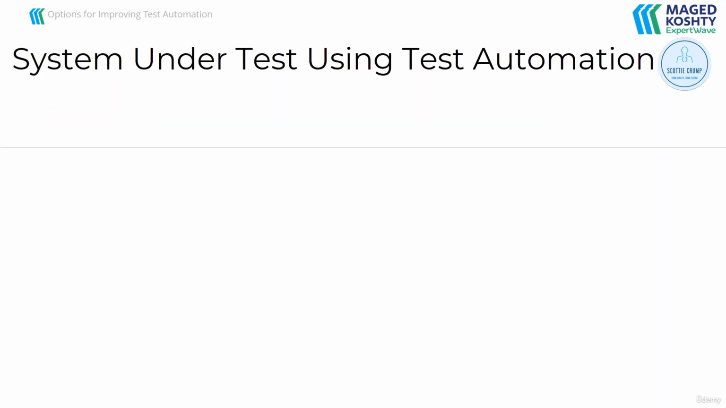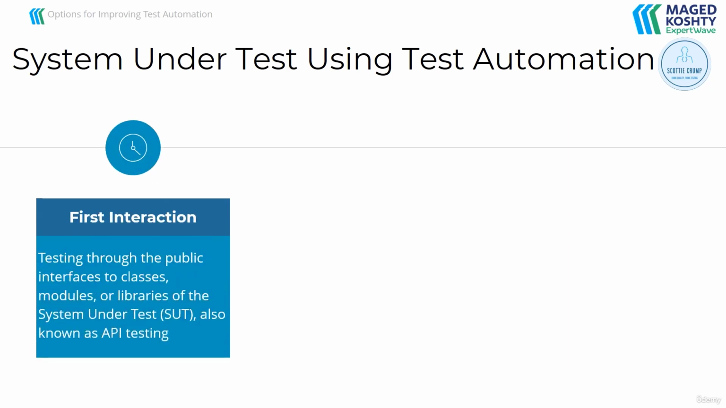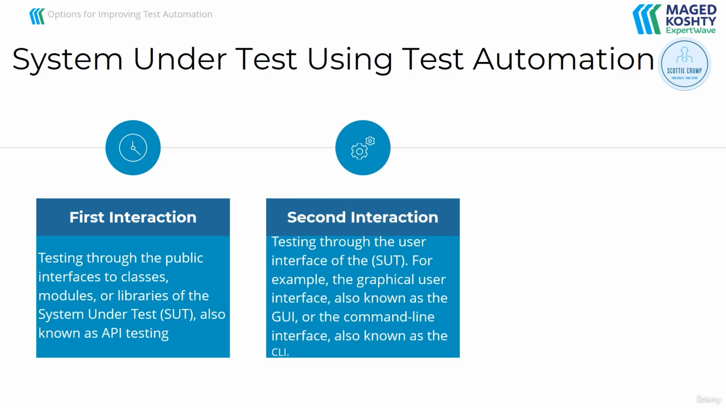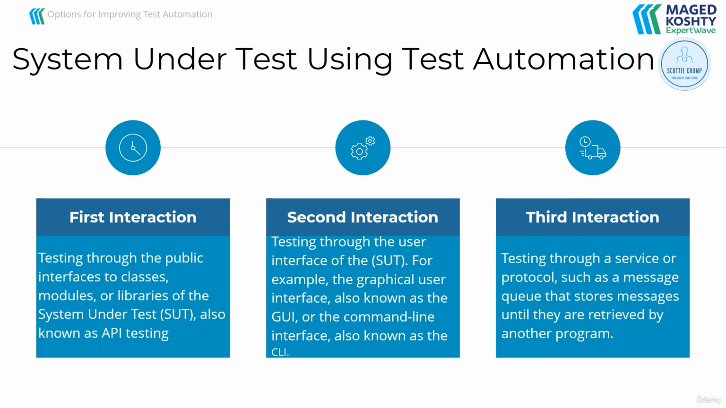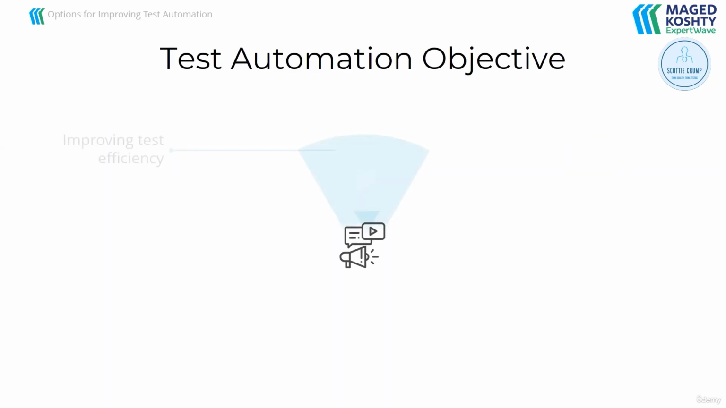There are different ways to interact with a system under test SUT when using test automation, such as testing through the public interfaces to classes, modules, or libraries of the system under test SUT, also known as API testing. Testing through the user interface of the system under test SUT, for example, the graphical user interface, also known as the GUI, or the command line interface, also known as the CLI. Testing through a service or protocol, such as a message queue that stores messages until they are retrieved by another program. The objectives of test automation include improving test efficiency.